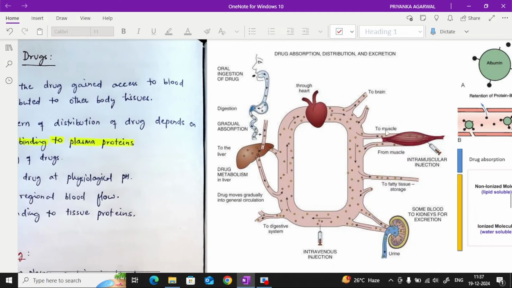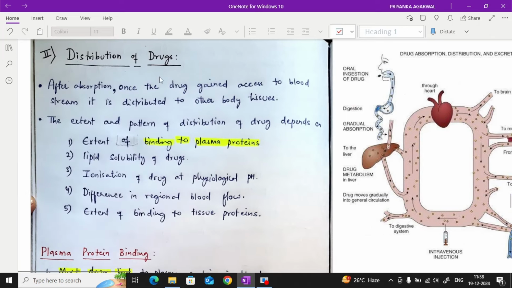So as you can see in this image, after we administer the drug, it gets absorbed into the bloodstream. Okay, so we already know till here. Now after absorption, when the drug is inside the blood, it should enter into the organs for its action, isn't it? So this movement of drug from the blood into the tissues or the organs for its action is nothing but the distribution of the drug. Once the drug gains access to the bloodstream, it is distributed to other body tissues.